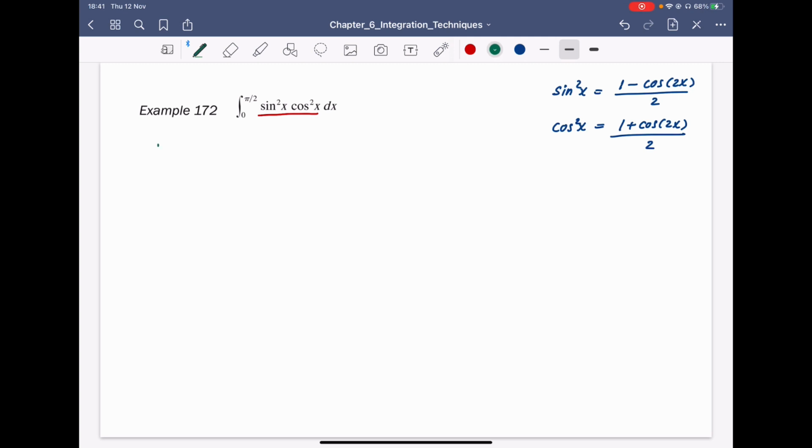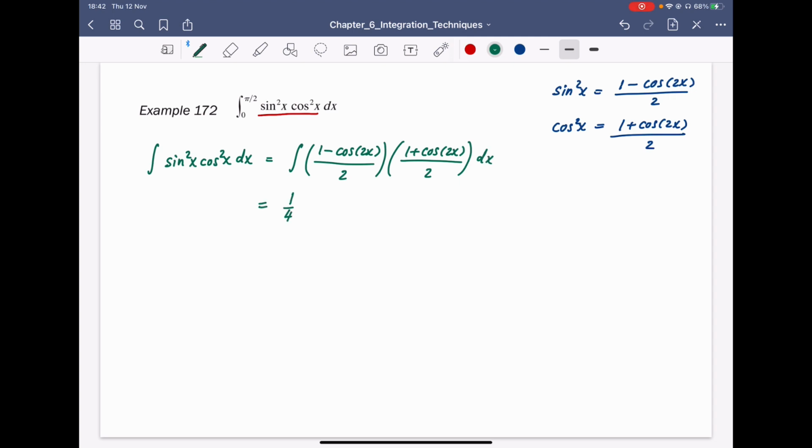All right, we are going to integrate first. So sine square x and cosine square x dx. We are going to find the final answer for the indefinite integral first, and then we're going to plug in the upper bound, lower bound at the end. So we're going to have integrate 1 minus cosine 2x over 2, right? And then here we're going to have 1 plus cosine 2x over 2 dx.